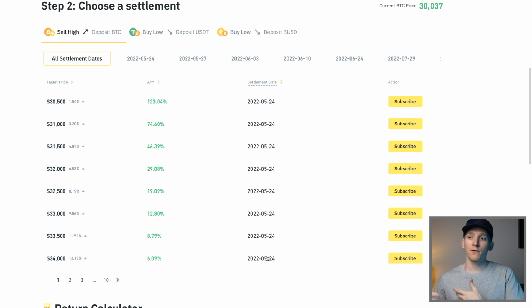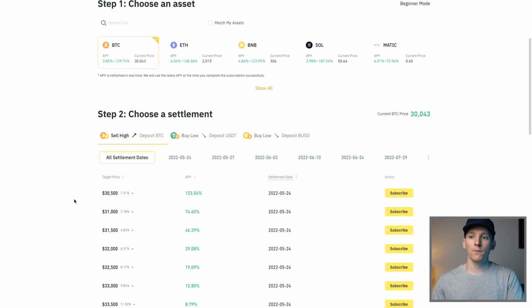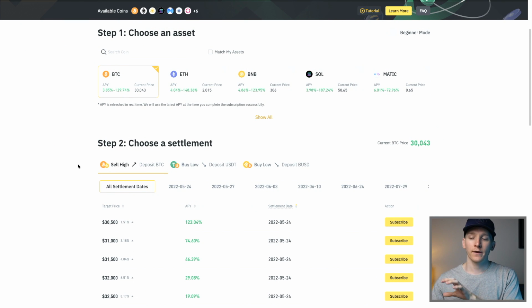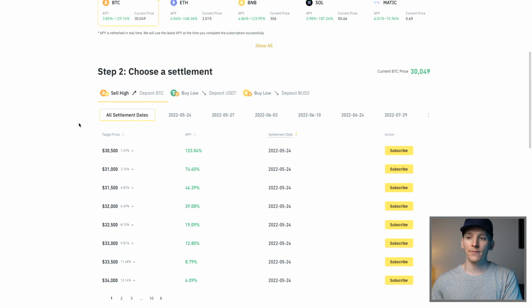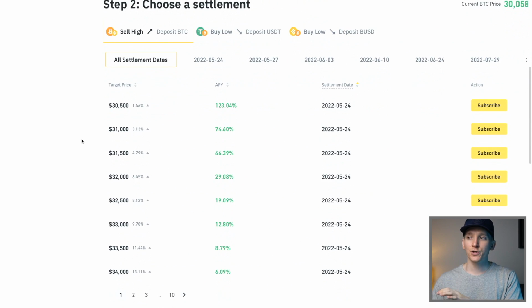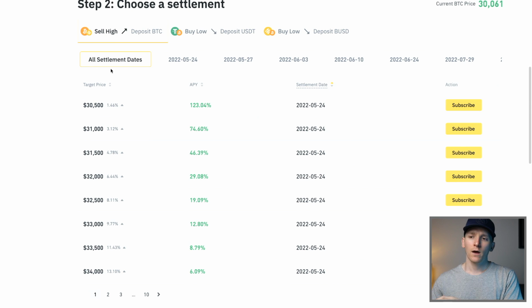Now I'm going to go through the professional mode and some of the options that you can choose because they are very different. You can choose different settlement dates and target prices, and the APYs change. So I'm going to go back to owning Bitcoin and trying to earn passive income on the Bitcoin. So we've got BTC here, and then step 2 is to choose the target price. And you can see that the target price changes from 3,500, and then we're actually getting wider out right here.